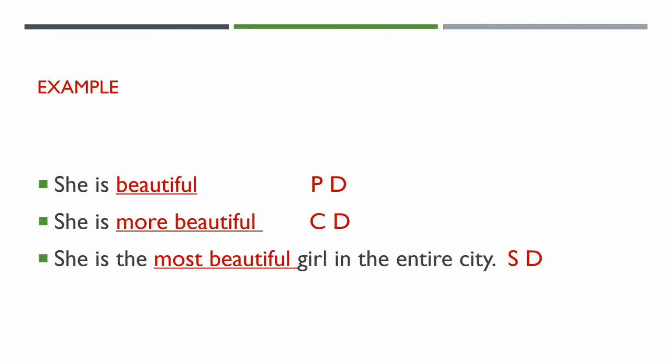She is the most beautiful girl in the entire city. In comparative degree, more beautiful. In superlative degree, most beautiful. Comparative degree is also called higher degree. Superlative degree is also called highest degree. PD stands for positive degree, CD stands for comparative degree, SD stands for superlative degree.